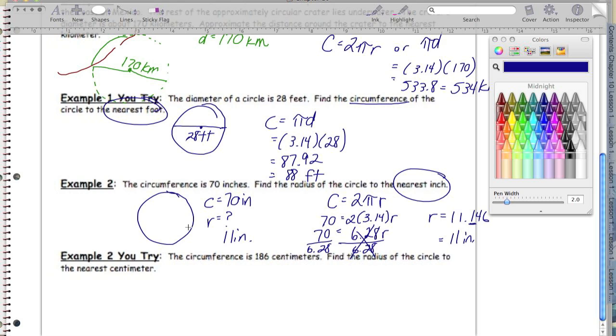And always, like everything we do, see if that makes sense. If your circumference all the way around is 70, does a radius of 11 inches make sense? Yeah, it does. If you got something like 100, obviously that wouldn't really be too logical.